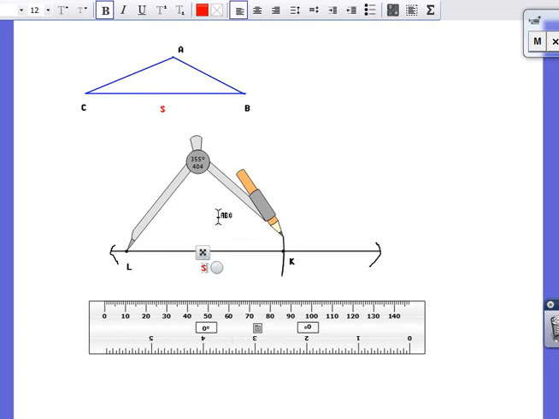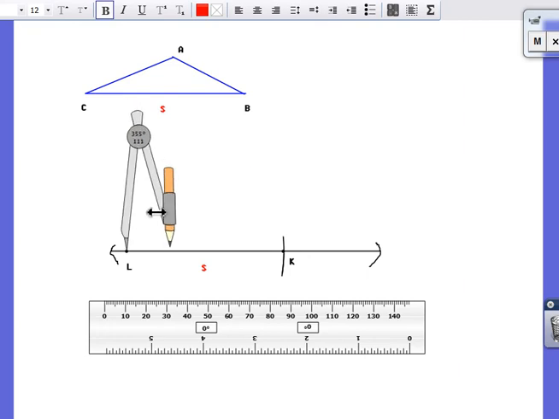So now what we got to do is copy the angles. So my hunch is it's going to be angle C and angle B, because those are the two angles where this side is in between. So let's go with C first. Yeah, which is what they want us to do first. Okay, good. So let's just copy C.